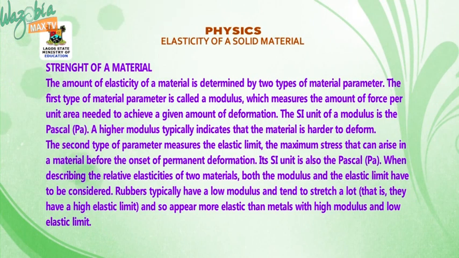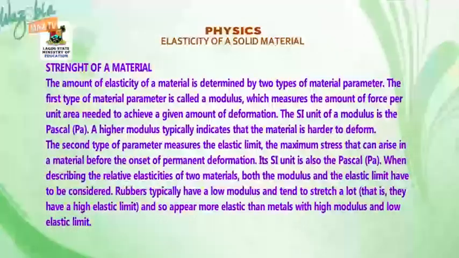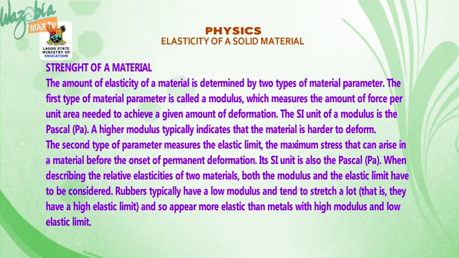The second type of material measure is the elastic limit, the maximum stress that can arise in a material before the onset of permanent deformation. Its SI unit is also the Pascal. When describing the relative elasticity of two materials, both the modulus and the elastic limit have to be considered. So rubber typically has a low modulus and tends to stretch a lot. That is, it has a high elastic limit. So it appears more elastic than metals, with high modulus and low elastic limit.